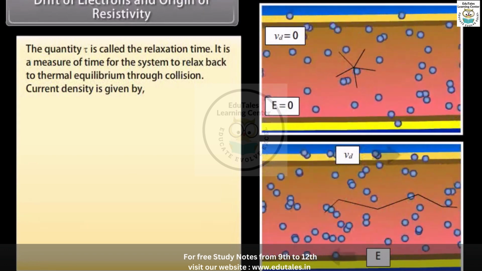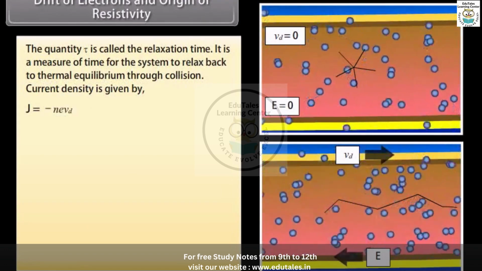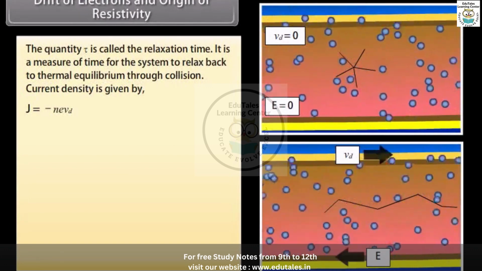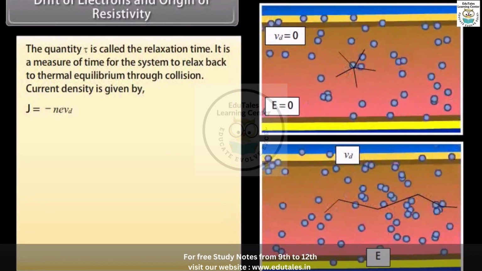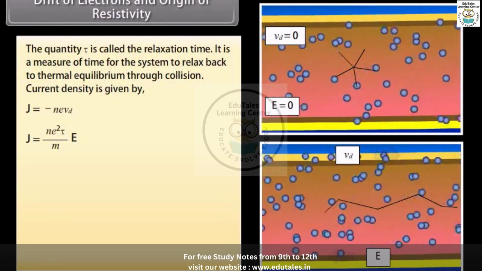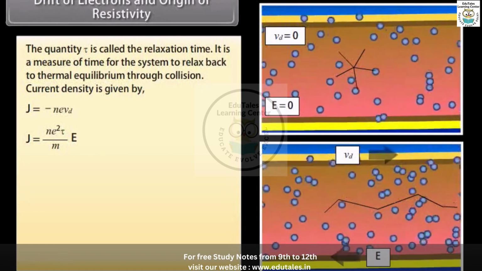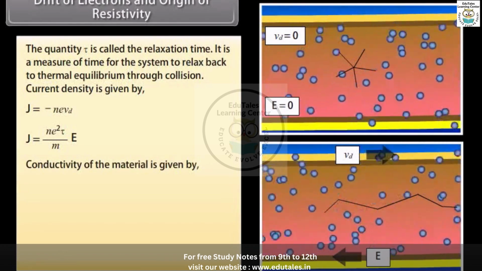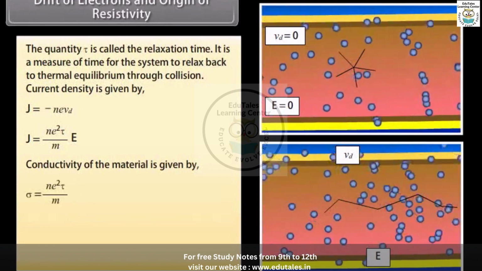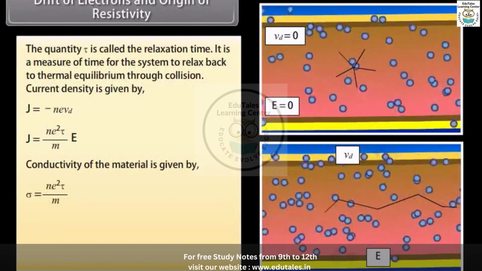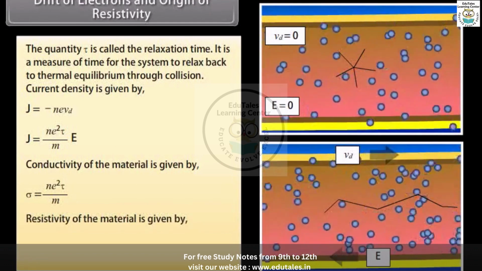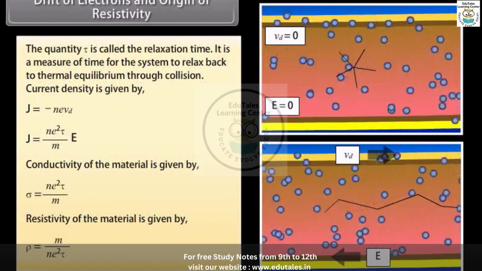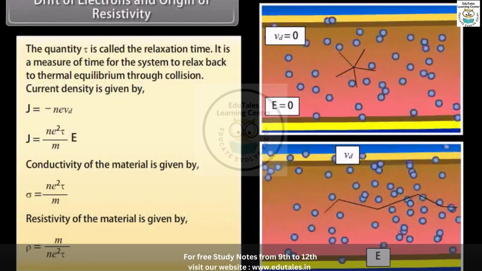Current density is given by J equals minus n e Vd. Putting the value of Vd in the above equation, we get J equals n e square tau upon m multiplied by E. Hence, conductivity of the material is given by sigma equals n e square tau upon m, and resistivity of the material is given by rho equals m upon the product of n, e square and tau.